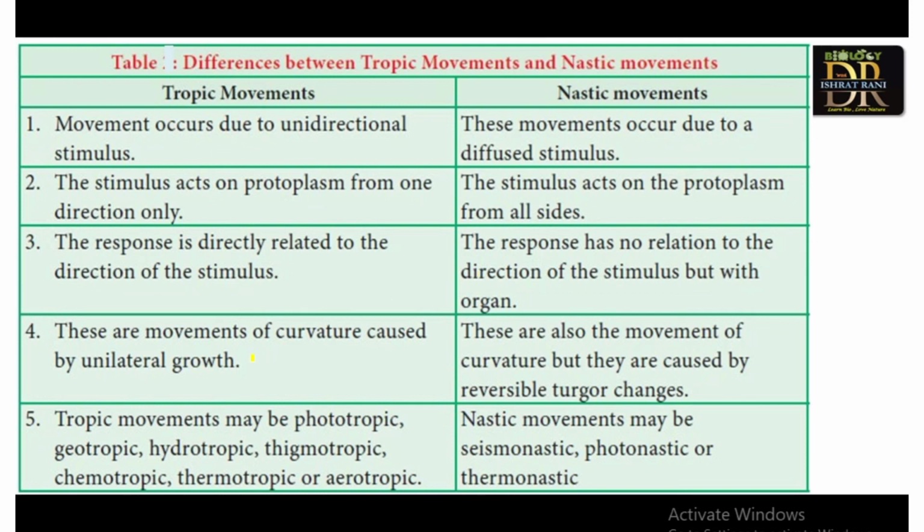So these are movements of curvature, a kind of unilateral growth, and these are movements of curvature caused by reversible turgor change. So tropic movement may be phototropic, thigmotropic, geotropic, while nastic movement is photonastic, thermonastic and seismonastic.